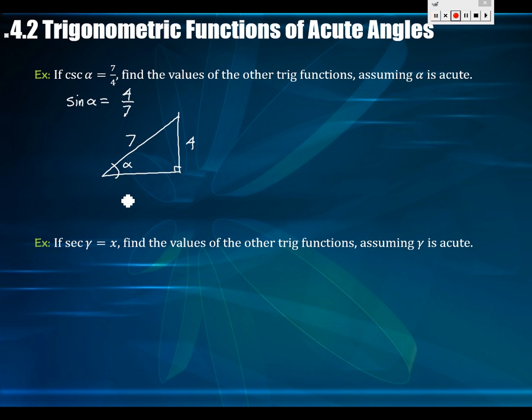I mean, what's this side? Pythagorean Theorem can help us get that. The square root of something. 49 minus 16. 33? Root 33, okay. And like I said, the game is up at this point. Now we just need to write down the other 4 trig functions. Like, for example, what's the cotangent of alpha?